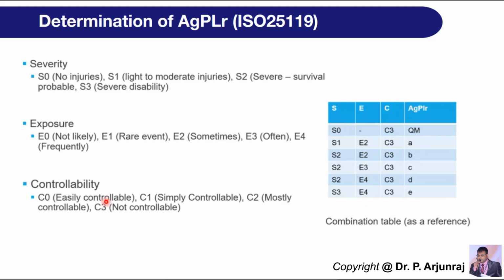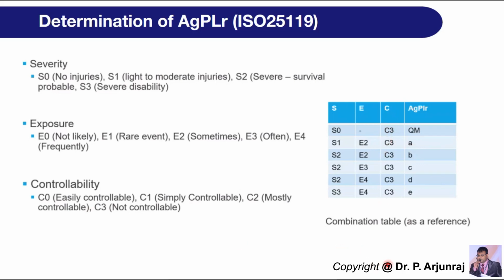And you have the controllability, where you can control the unforeseen situation. If it is controllable in general, it comes under C0. If it is simply controllable, it comes under C1. If it is mostly controllable, it is called C2, and if it is not controllable, then it comes under C3. So it starts with C1, C2, C3.